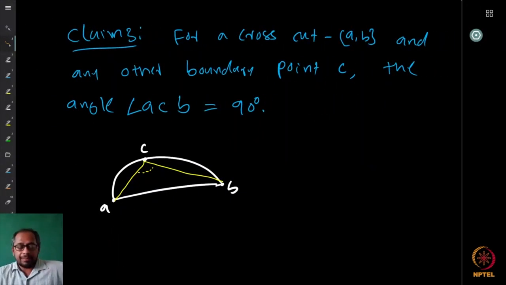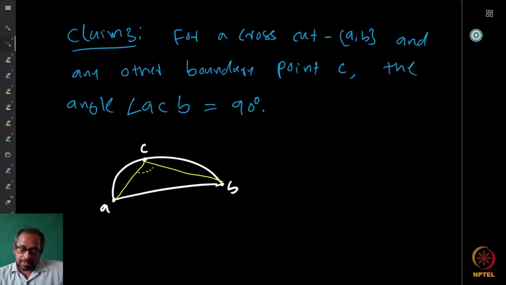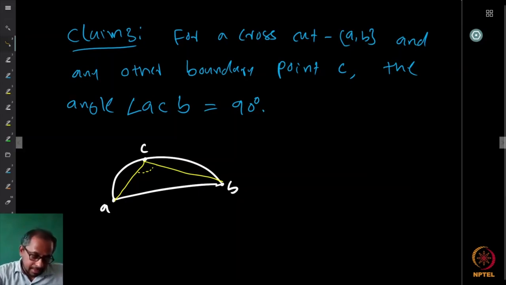Now, claim three. This is the most important claim. For a cross cut, let's say AB, AB divides the perimeter into exact halves. So I can just take one half, because the other half has the same perimeter and same area also. Then we take any third point, let's say C, on the boundary. So you have the cross cut AB, with A and B on the boundary, and then you take the point C. Now the angle ACB is exactly 90 degrees for any point C. You take the point C here, this will be 90. You take this, this will be 90. If you take this, this must be 90.